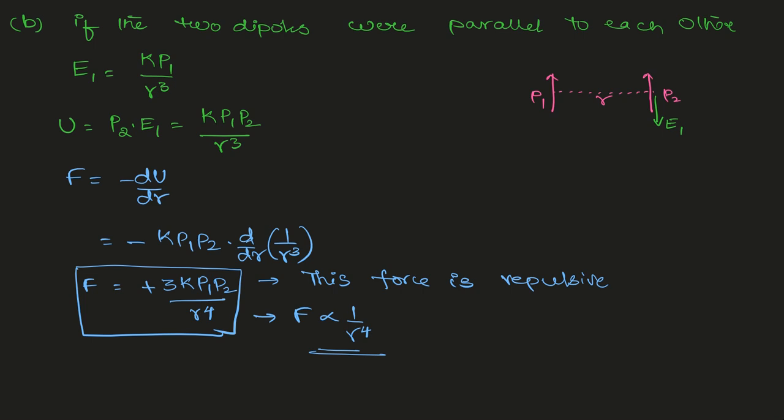So these are some models you can expect based on electric dipole. They will ask you about dipole moment, net dipole moment, field due to a dipole at an axial point, equatorial point, and at any point in space, and then they may ask you about torque, potential energy, and force between two dipoles, the two cases I just discussed.